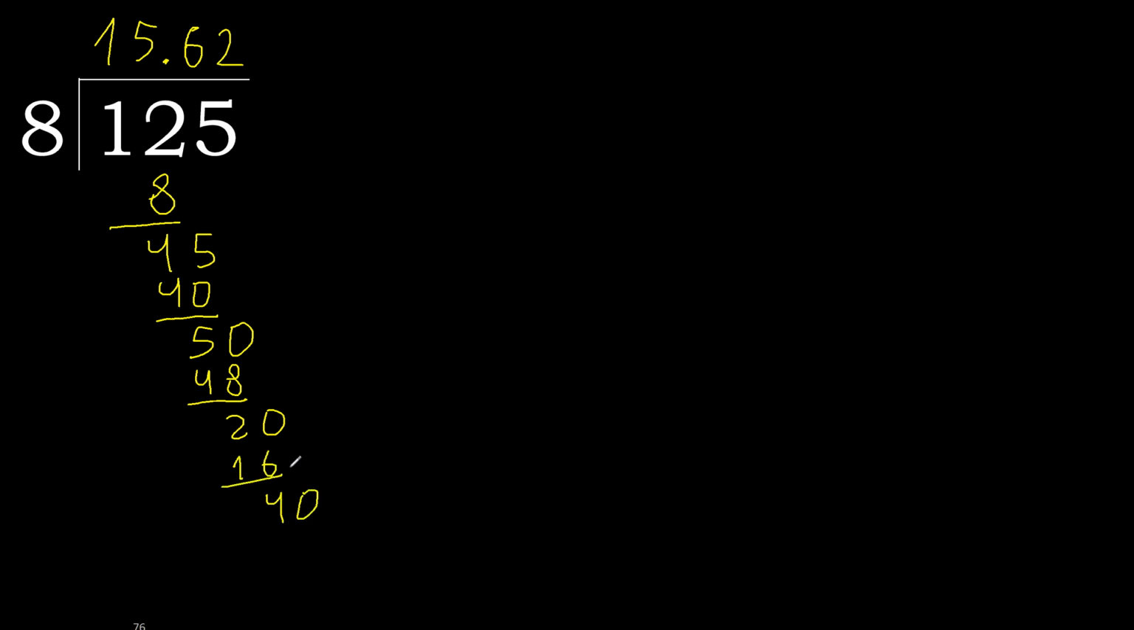Subtract, complete. 40. 8 multiplied by 5, 40. Subtract, 0. 0, therefore finish it. 125 divided by 8 is here. Okay.